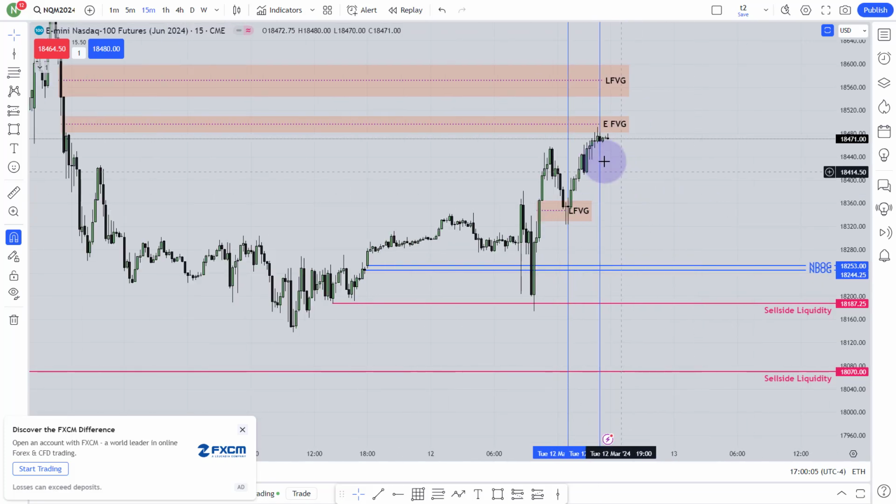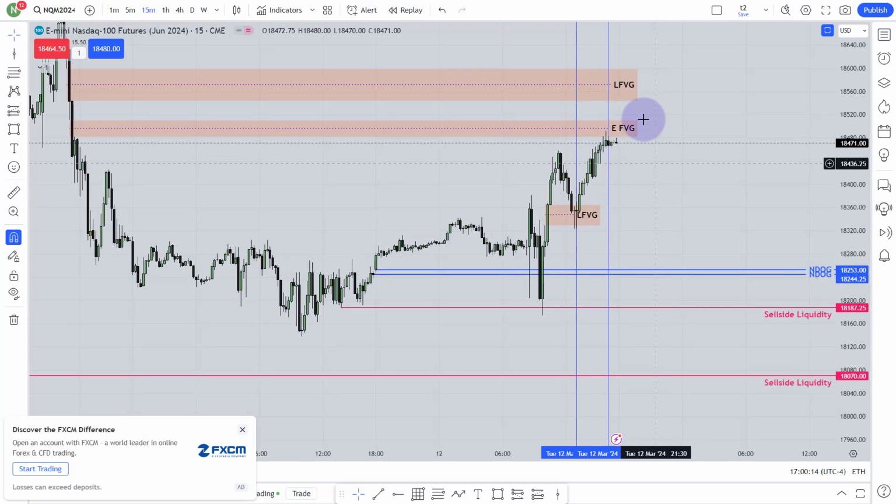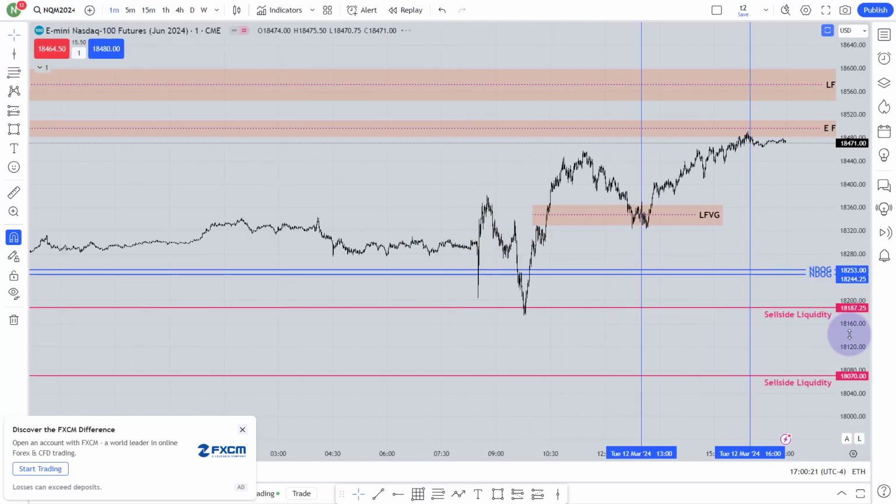Still, remember today is Tuesday. So it has to be the manipulation day. So manipulation has to happen above here. If market would love to go lower, then the manipulation has to happen over here. So I'm still bullish. Now I'm going to the 1-minute chart again.